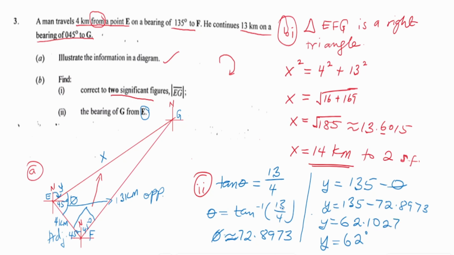So the bearing of G from E is 62 degrees, and this is to two significant figures.